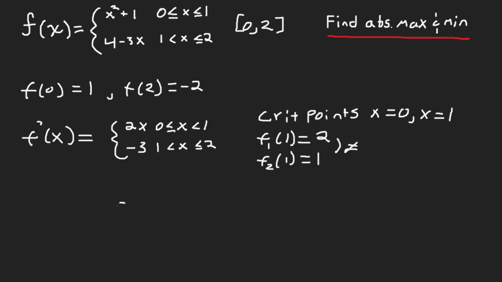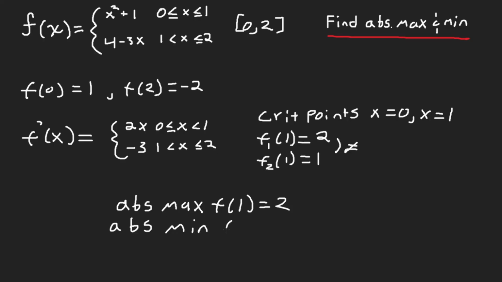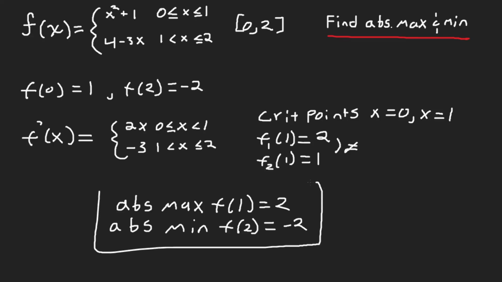And so we actually see that that is going to be our absolute maximum between f of 0 equals 1, f of 2 equals negative 2, and f of 1 equals 2. The highest value is when f of 1 equals 2. And our absolute minimum is when x equals 2. So f of 2 equals minus 2. And that's our final answer.